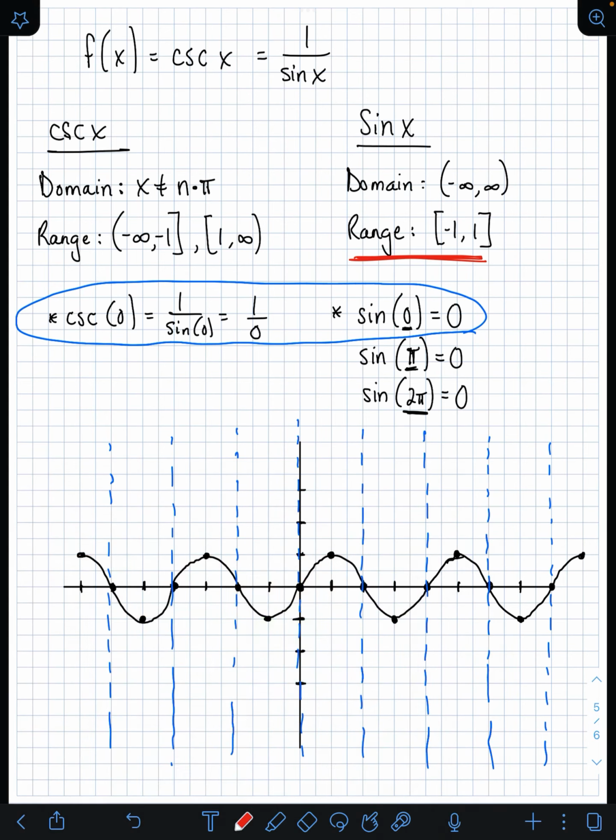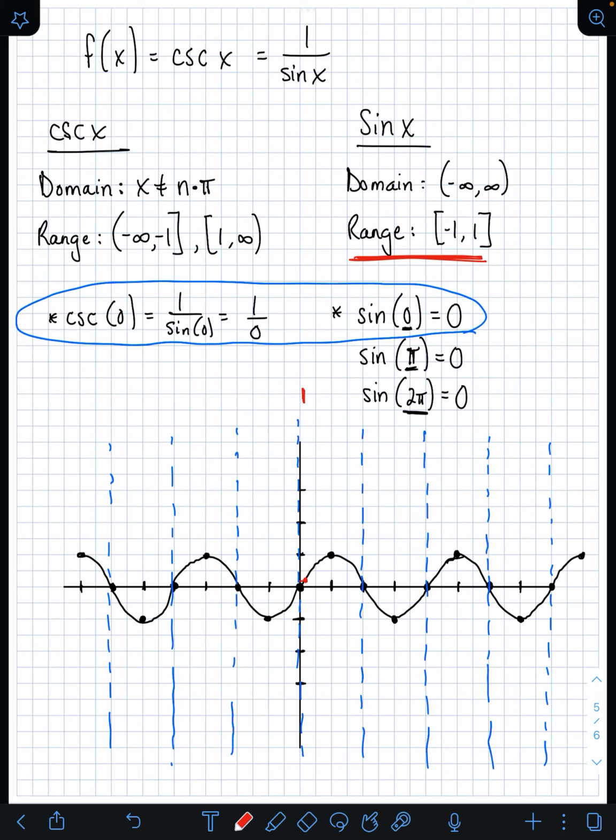The idea is, of course, that the smaller the value of sine, the bigger the value of cosecant will be, because they are reciprocals of each other. So sine is at its smallest, but positive, right there. Right just past 0, sine is at its smallest positive value, which means its reciprocal, cosecant, is going to be at its largest positive value.